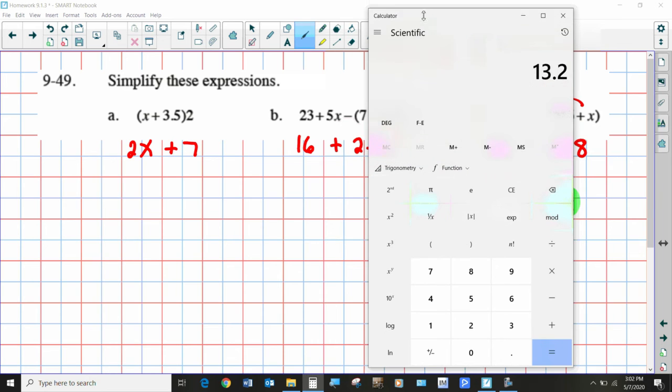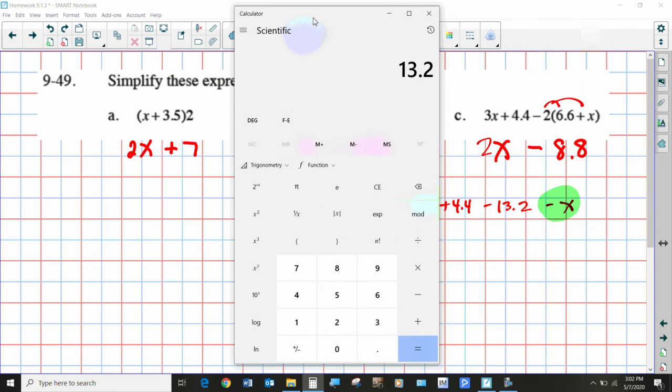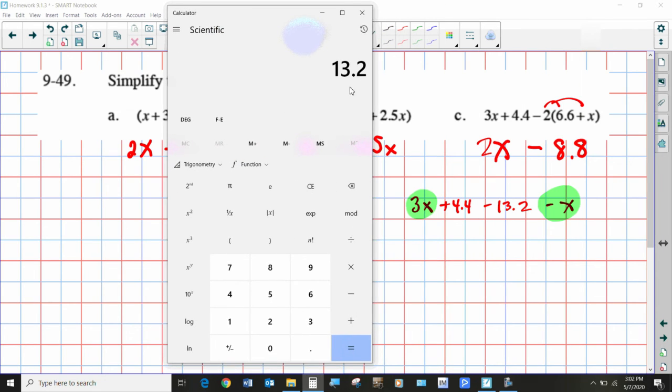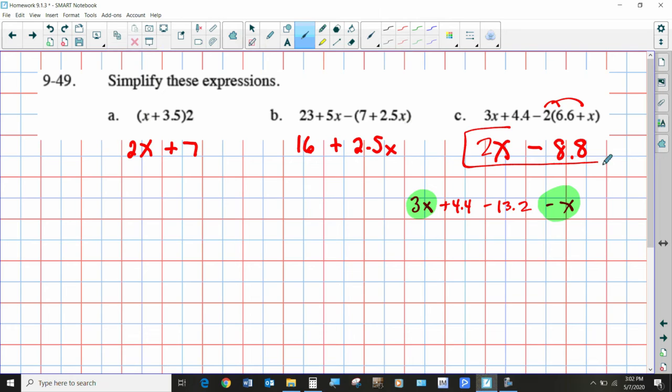13.2 minus 4.4 is 8.8, but we had more negatives than positives, so it should be a negative 8.8. So that is now the correct answer.